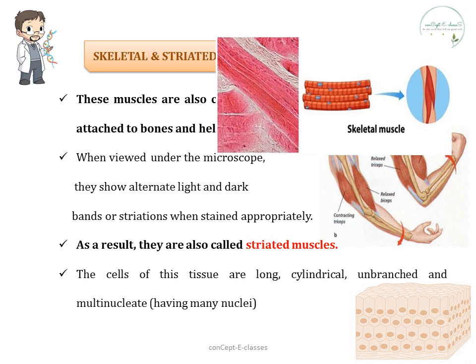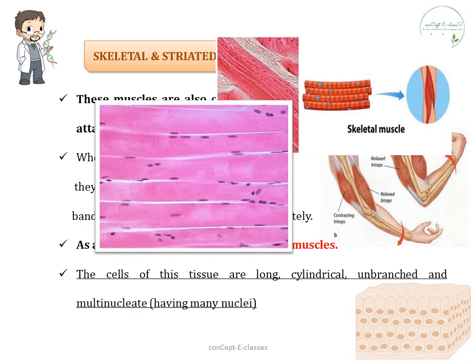Now the cells of these tissues are long, cylindrical, unbranched and multinucleate. That is, they have many nuclei. So what are the characteristics of the cell? The cells of skeletal or striated muscles are long, cylindrical in shape, unbranched, and they have many nuclei.